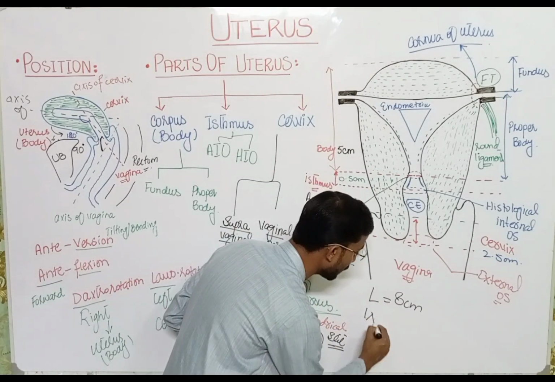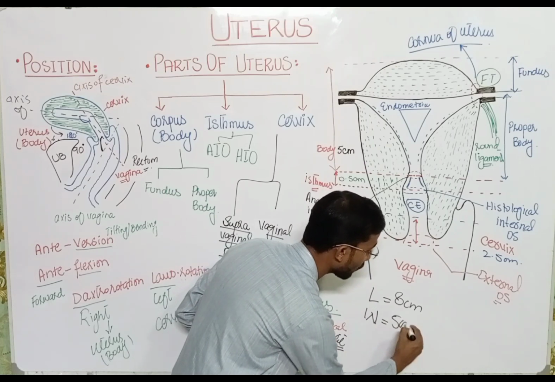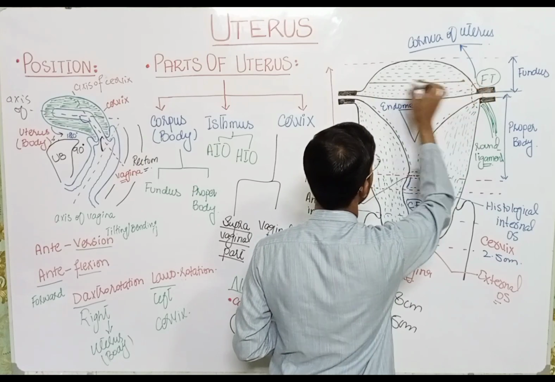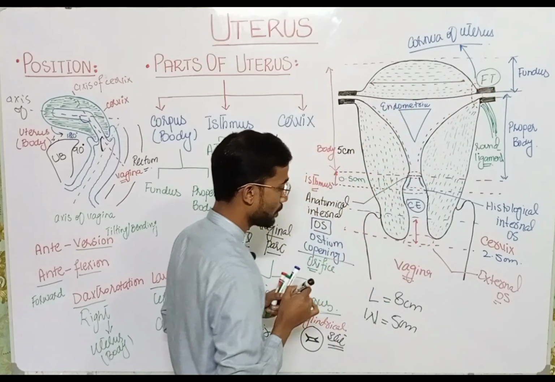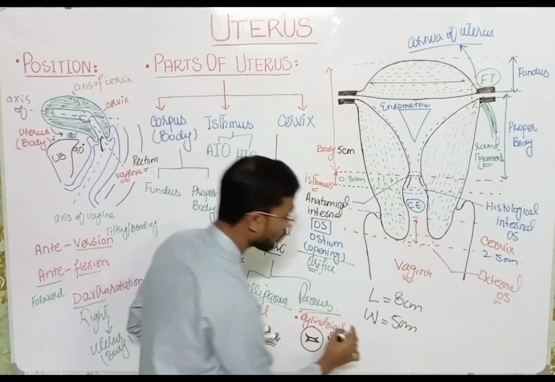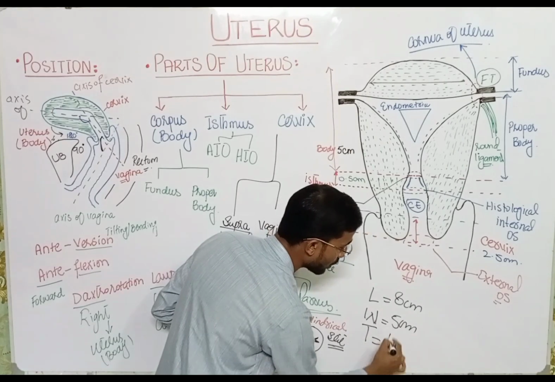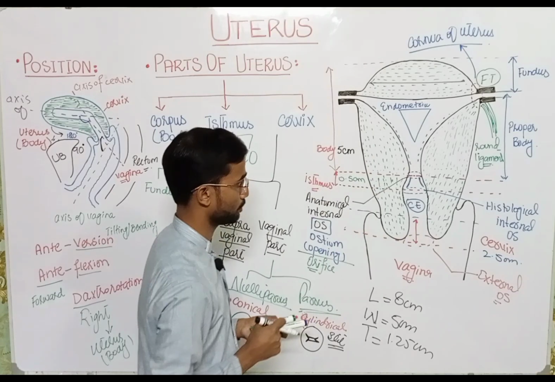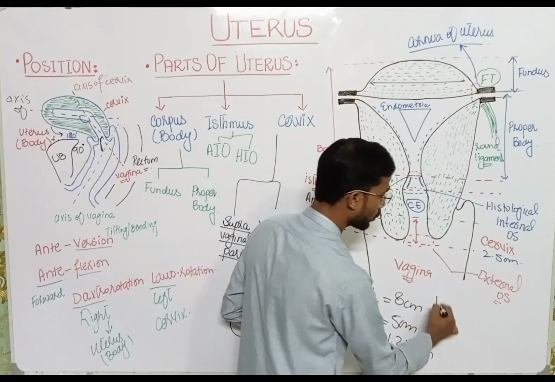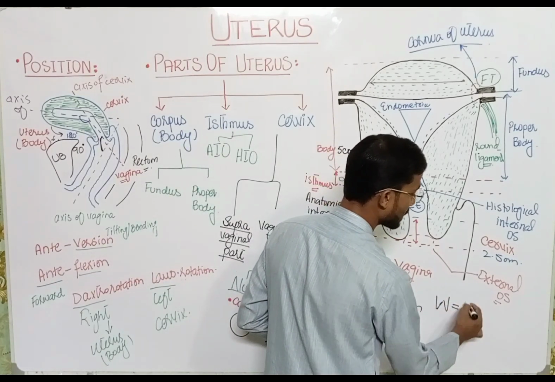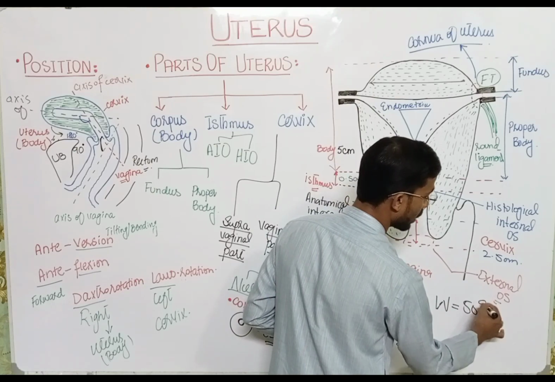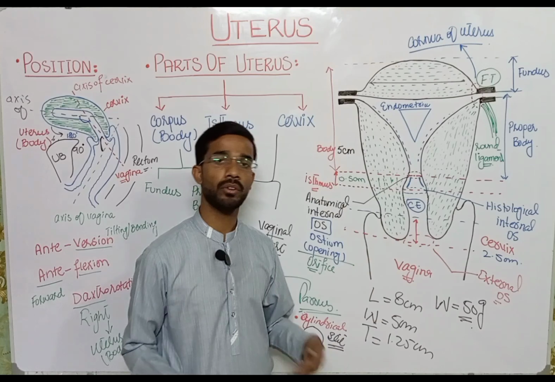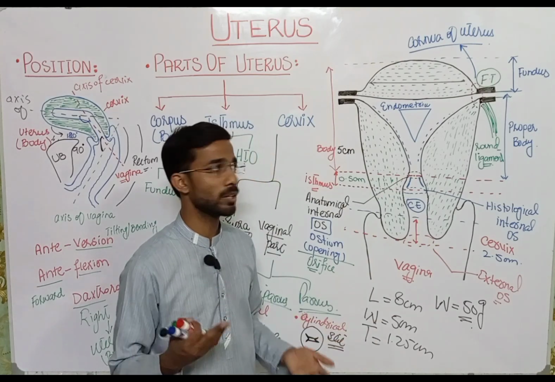And if we talk about the width, it will be 5 centimeter, and that width is at the fundus side. Now if we talk about the thickness, the thickness of the uterus will be 1.25 centimeter. And last, the weight is actually 50 gram, and this weight varies, like 50 or 60 gram, from woman to woman.